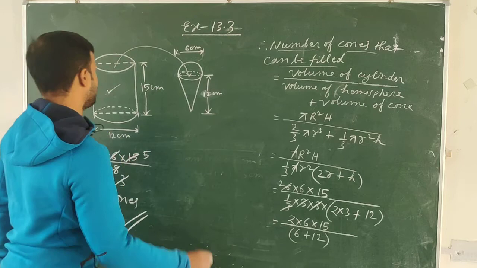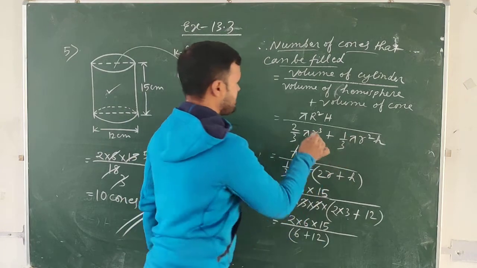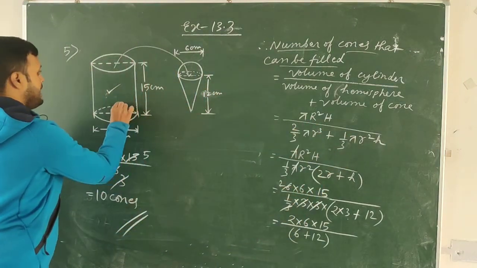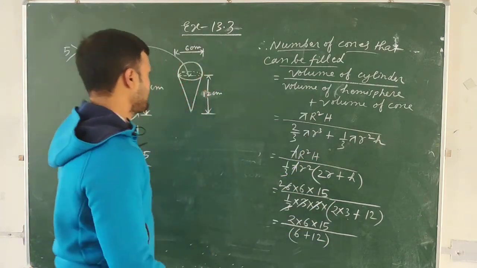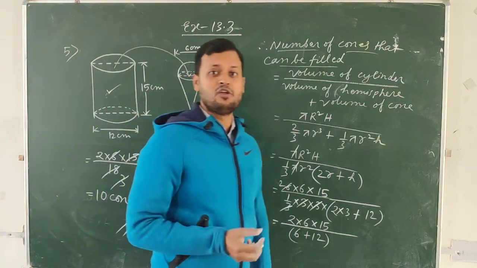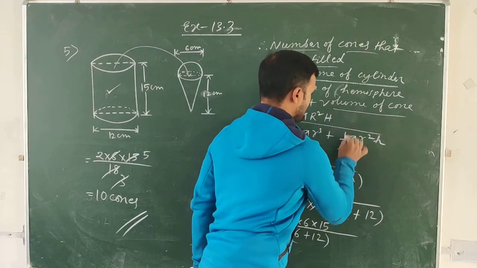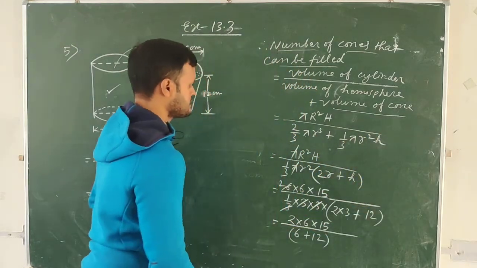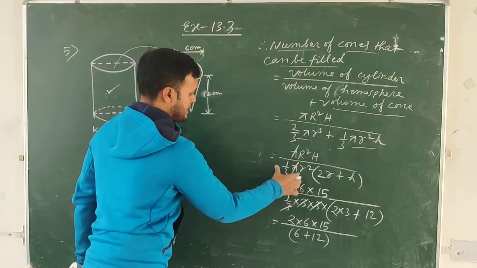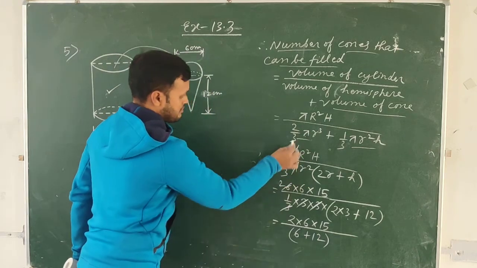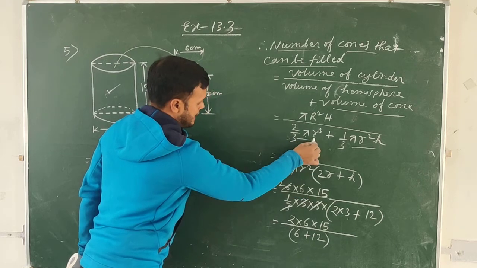So what is the volume of the cylinder? Volume of the cylinder formula is pi capital R square H. Capital R is the radius of the cylinder and capital H is the height of the cylinder. And volume of hemisphere, how will you find out? If the full sphere's volume is 4 by 3 pi r cube, then hemisphere will be 2 by 3 pi r cube, and volume of the cone will be 1 by 3 pi r square h. So from here and from here I will take 1 by 3 pi r square common. Then 2 will stay, and h will stay.